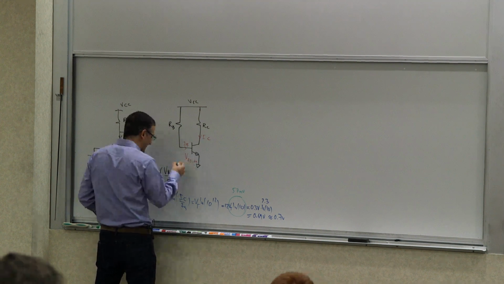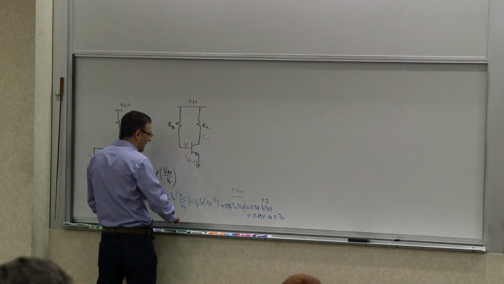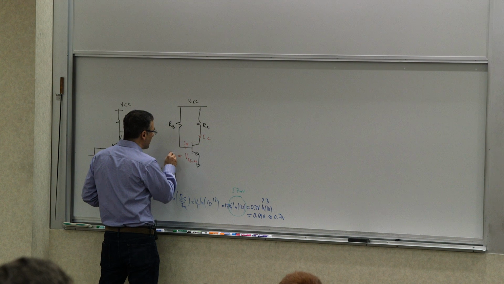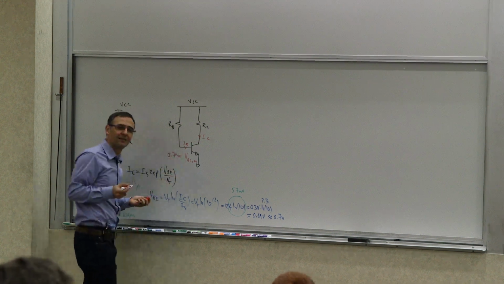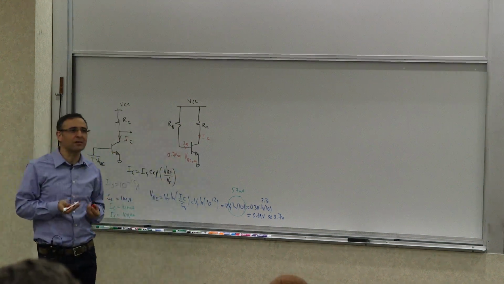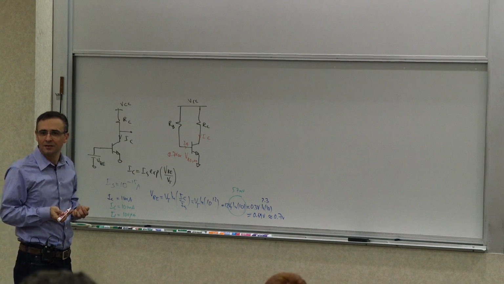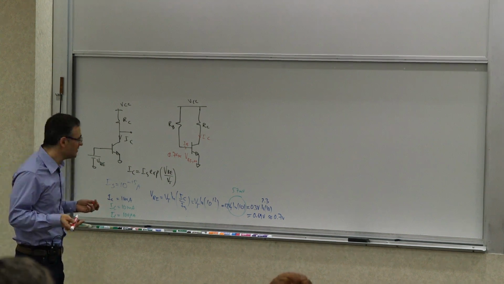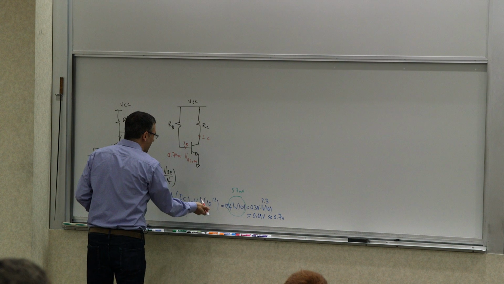But therefore, assuming that this VBE on is roughly around 0.7 volts is not a horrible thing. But you have to understand where it comes from. Nothing magical there, right? Because it doesn't change that much because of the logarithm.